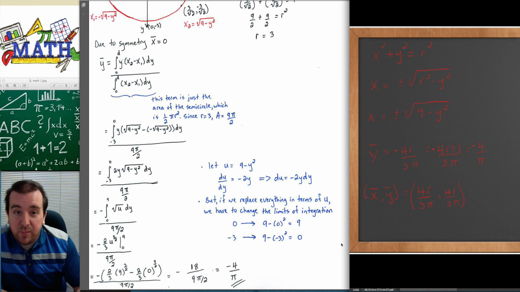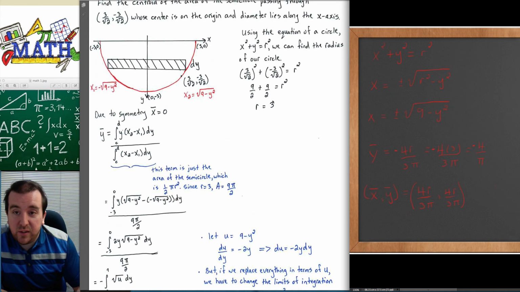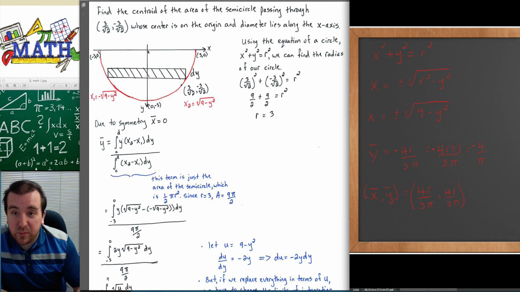To wrap it up, the centroid is at, we know x bar is 0, so somewhere along the y-axis, and it's at -4 over pi, wherever this is. And that is the centroid of the semicircle. All right.